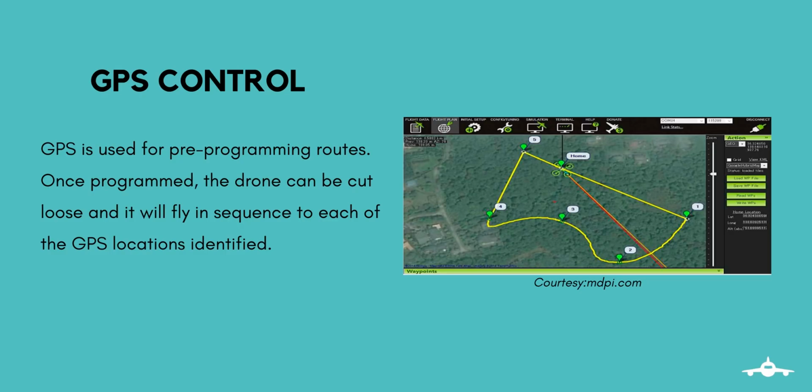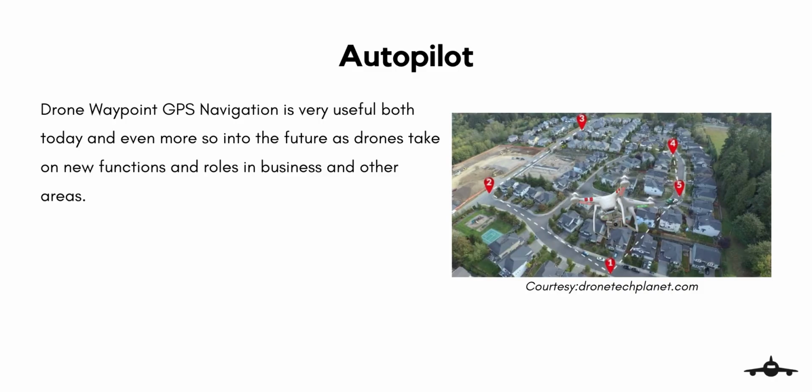GPS. Global positioning technology has shrunk down enough that it is possible to ping satellites for location data from devices as small as a smartphone and your drone. GPS is primarily only used to communicate location back to a mobile app. GPS is also used for pre-programming routes. Once programmed, the drone can be cut loose and it will fly in the sequence to each of the GPS locations identified. The autopilot works on this GPS-based waypoint navigation.